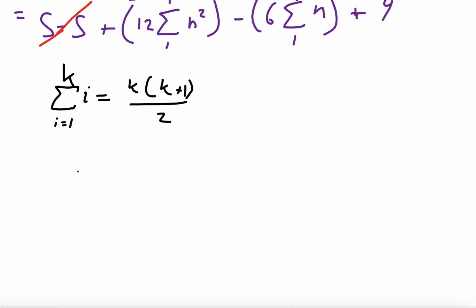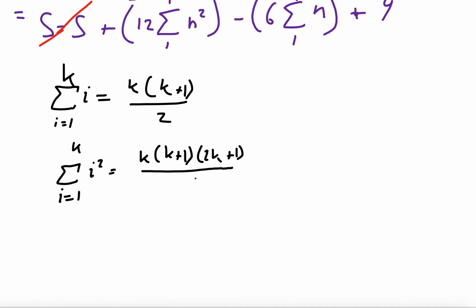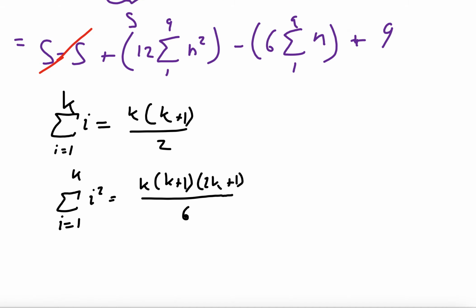And then the sum of squares, and again, let me know if you want a video on that, i going from 1 to k of i squared is going to equal k times k plus 1 times 2k plus 1. And we divide all of that by 6. Like that. All right? Now, let's apply that formula.